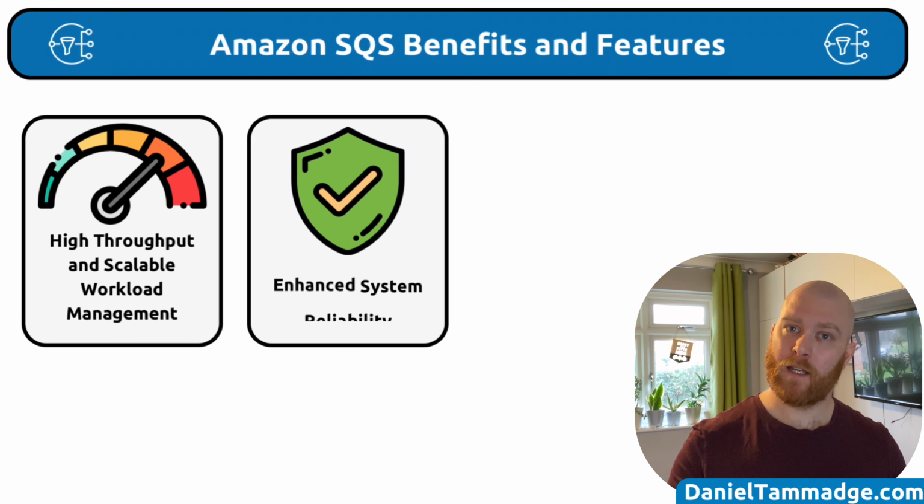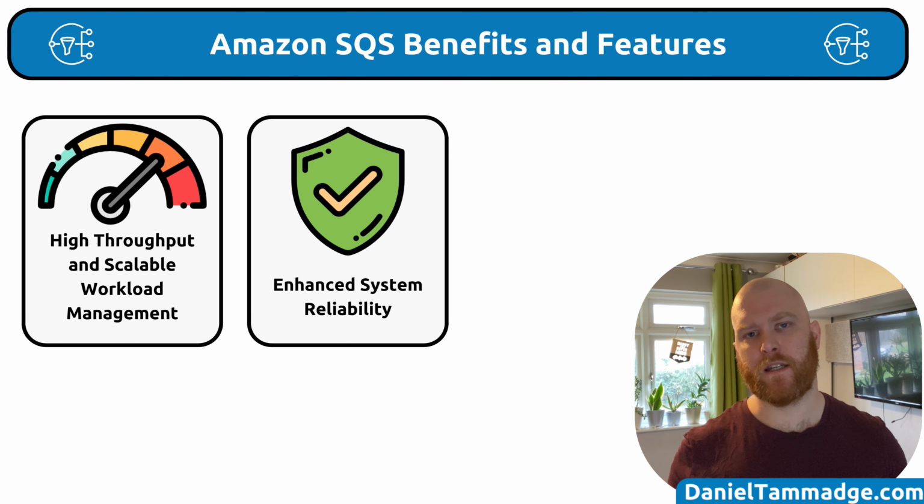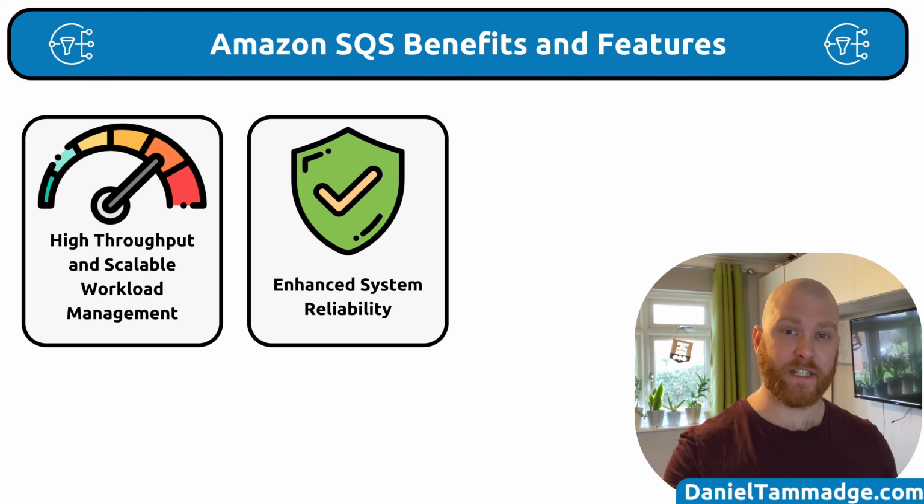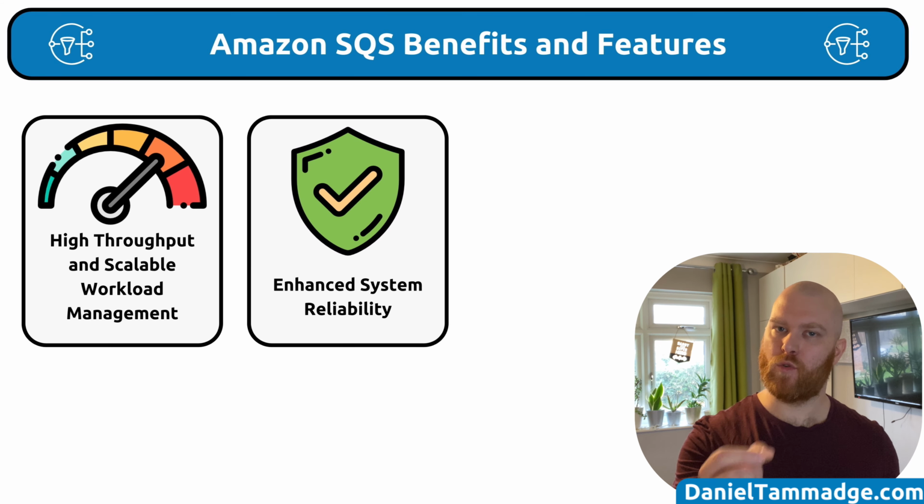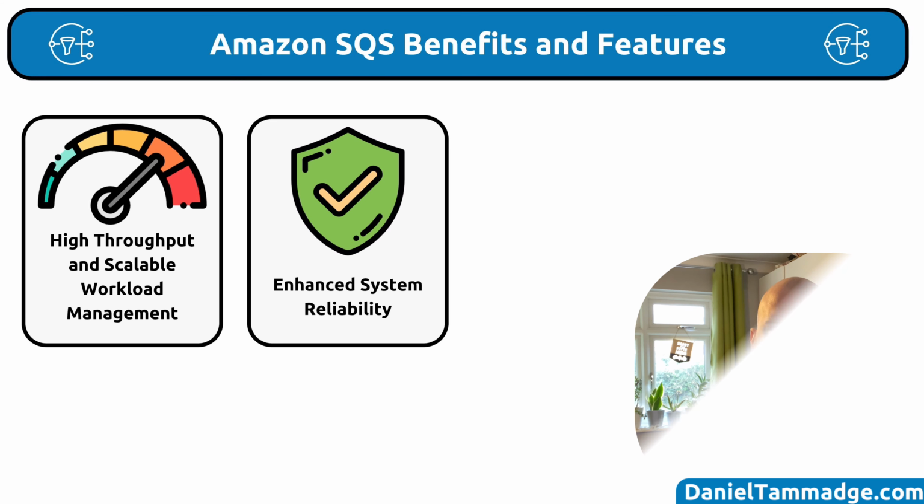Two is enhanced system reliability. By locking messages during processing, SQS ensures that multiple producers and consumers can operate simultaneously without message loss. Standard queues deliver messages at least once, while FIFO queues maintain strict order and guarantee exactly once processing, enhancing operations' overall reliability and integrity.